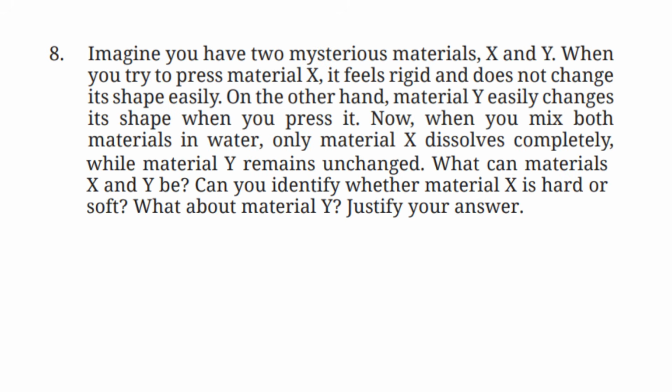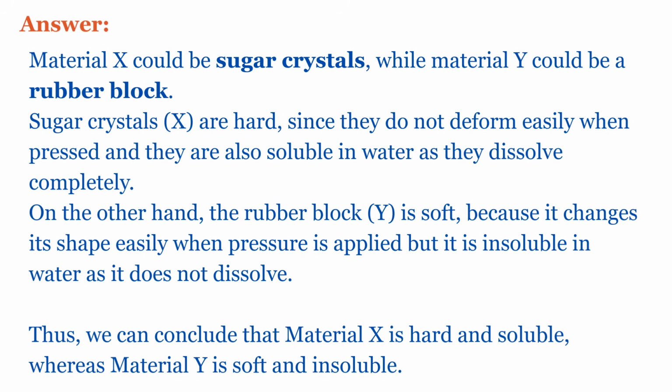Question number 8. Imagine you have two mysterious materials X and Y. When you try to press material X, it feels rigid and does not change its shape easily. On the other hand, material Y easily changes its shape when you press it. Now, when you mix both materials in water, only material X dissolves completely while material Y remains unchanged. What can materials X and Y be? Can you identify whether material X is hard or soft? What about material Y? Justify your answer.